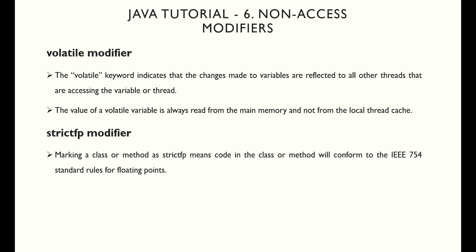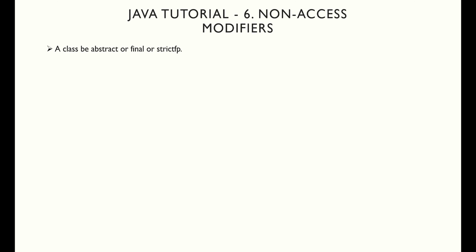If you don't declare a class as strictfp, you can still get strictfp behavior on a method by method basis by declaring a method as strictfp. As you can see, a class can be abstract, final, or strictfp. You can use strictfp with abstract or final, but you cannot have a class both abstract and final.